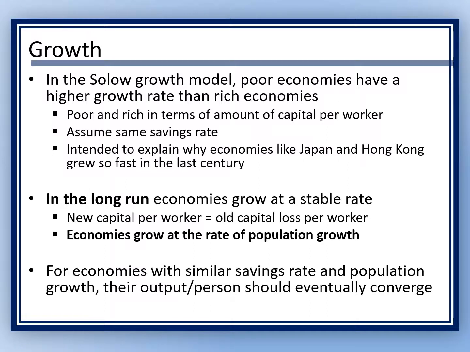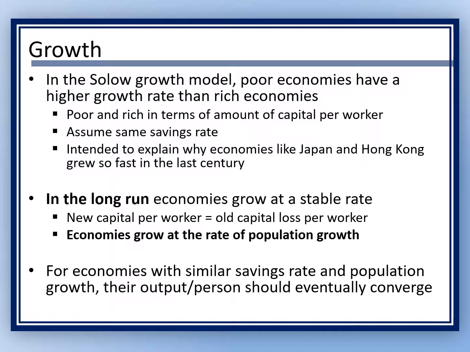For economies with similar savings rate and population growth, their output should eventually converge. So many years down the road, you would expect perhaps China's growth rate to slow to the level of developed countries. Well, certainly you can see the growth rate of Japan and, to a certain extent, Hong Kong is a lot slower than it used to be, right?